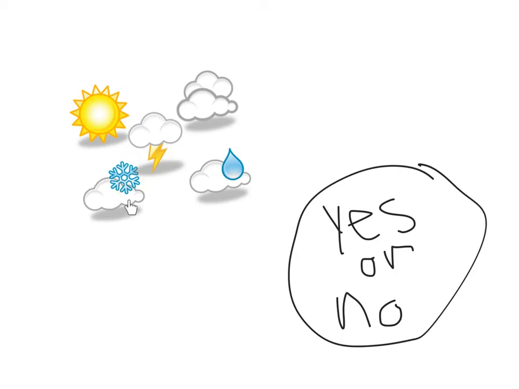Next word, we have snow, sun, storm, clouds, and rain. These are all forms of weather. The weather outside today is cold. Then our other type of weather is, my mom told me whether I could go to the movies, meaning yes or no.